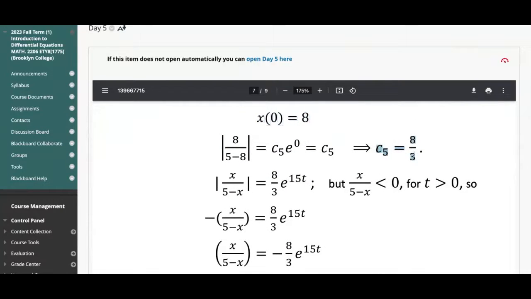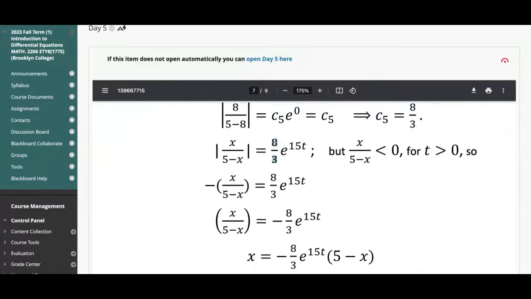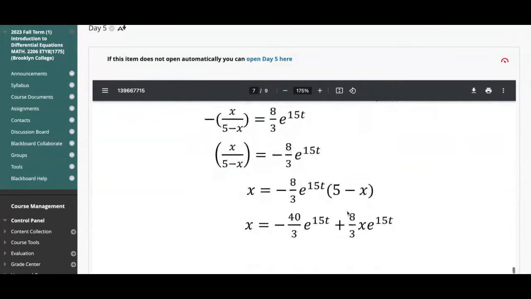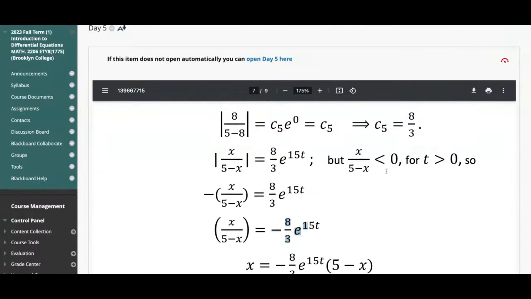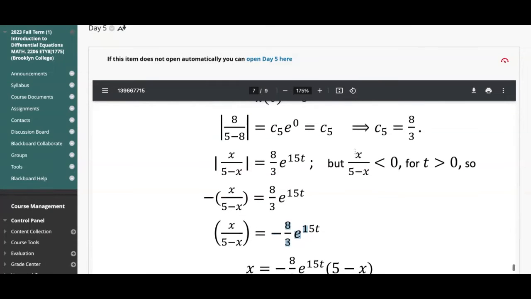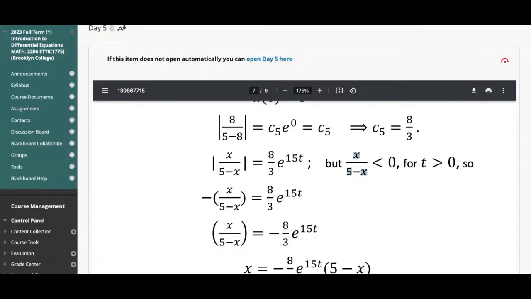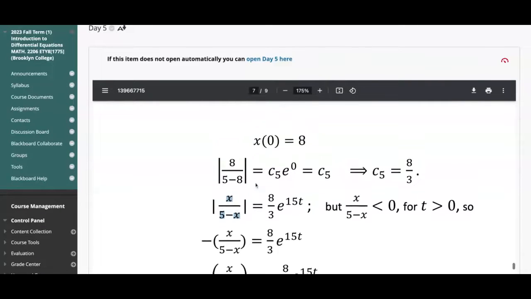Right, you get your constant equals a over 3. You plug a over 3 into the equation, you get x over 5 minus x equals this. Well, this is saying, but x over 5 minus x is less than 0 for t greater than 0. How do we know that? So this one has to be negative, right? So if this one is negative, this one has to be negative.